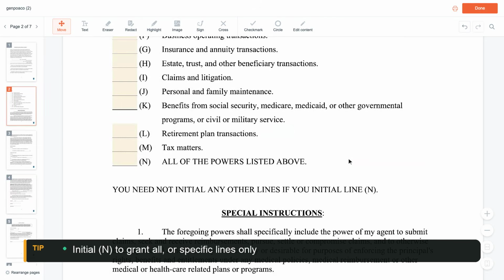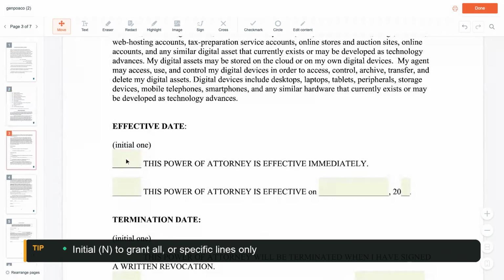Now the powers. The form lists subjects, A through N. To give your agent authority over everything, initial the line in front of N. To grant only some, initial just those specific lines instead. Then choose when it takes effect. Here, effective immediately. One important thing.